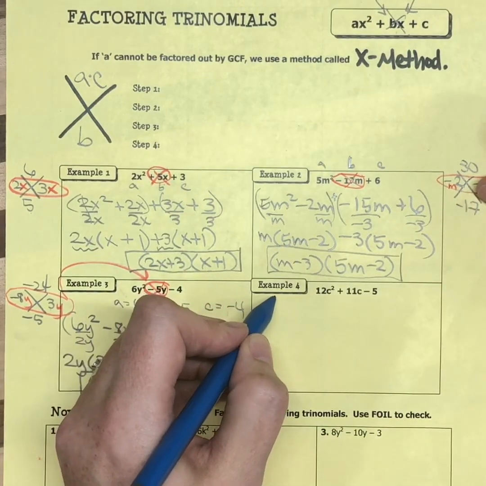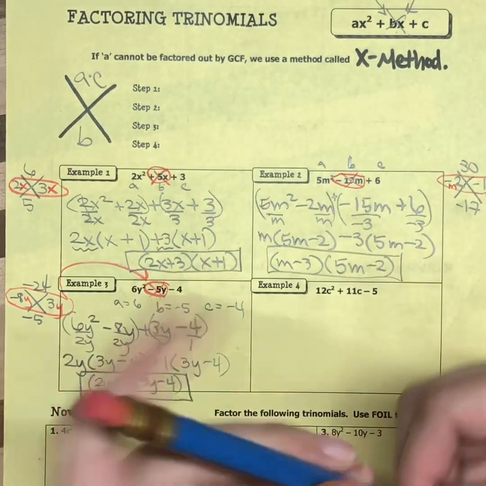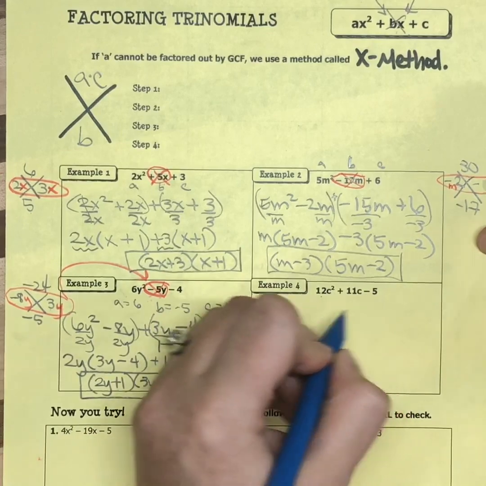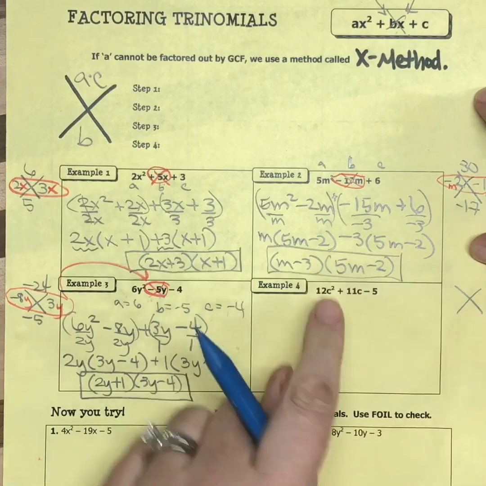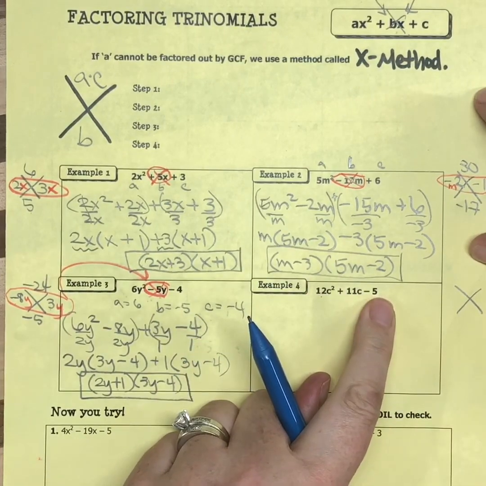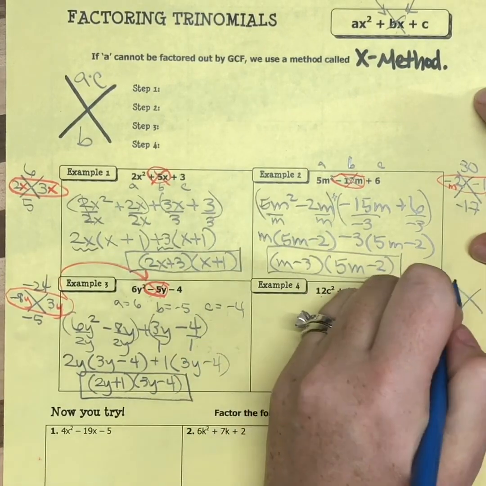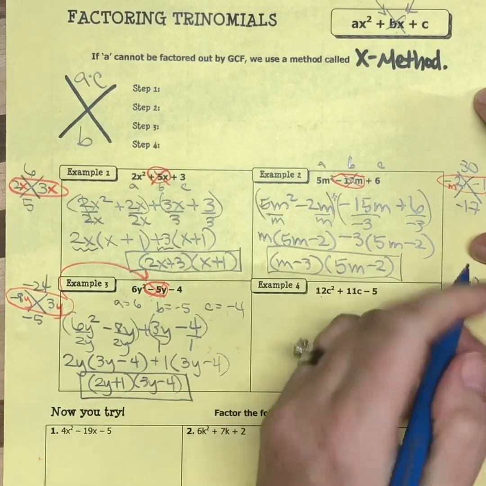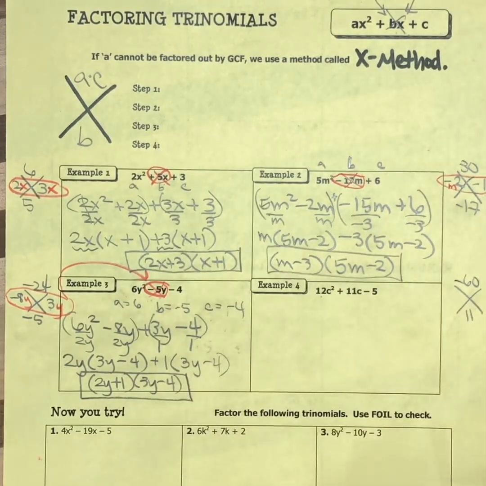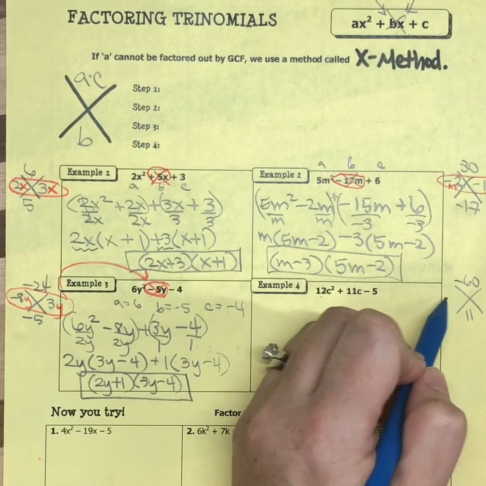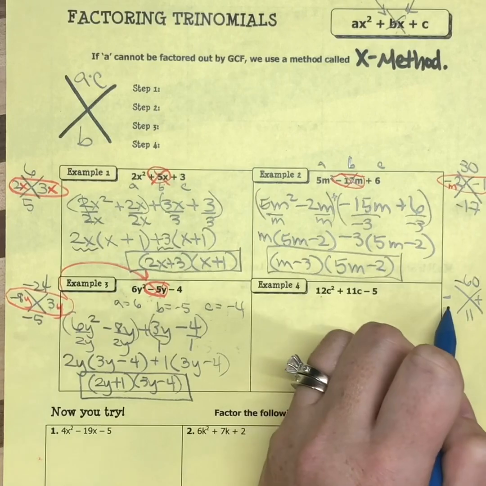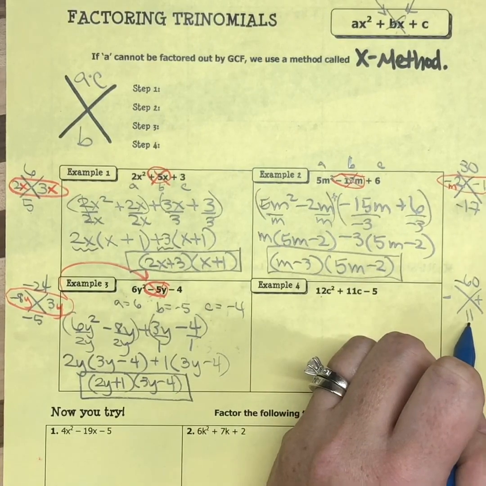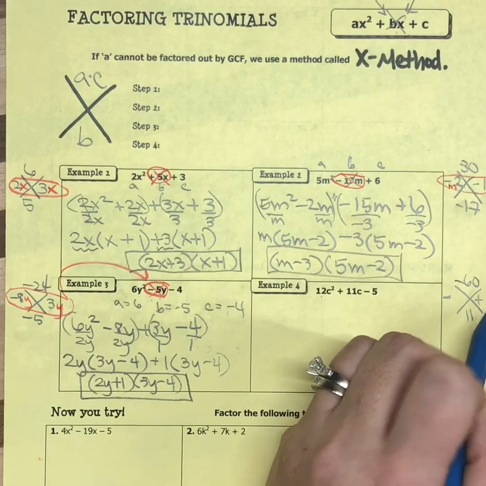Now, example 4. So again, we have our A, B, and our C. I'm not even going to label them this time, but if you need that, go ahead and do it. I just think the A times the C, so 12 times -5 is -60, and then they add to 11. So I know to get -60, I need a negative times a positive. If they're opposite signs, always put the negative first, okay? But this time, since they add to positive 11, I know I need more positives.